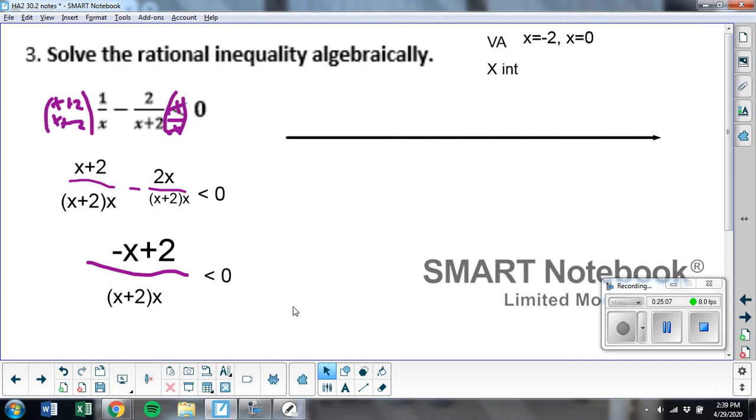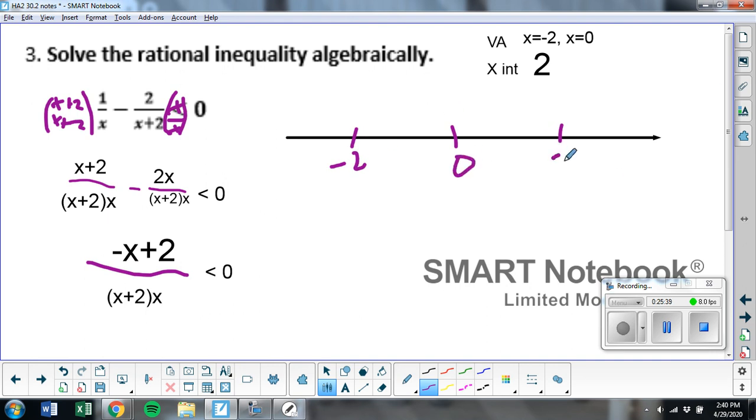And then my x-intercept, I need to plug in a 0 for y. Now, there's no y here, but this is like your y, your output value. We'll plug in a 0 here and see what you get. You should get 2. Okay, once you have these values, those are the ones that need to go on your number line. So my smallest one is -2, 0, and 2.